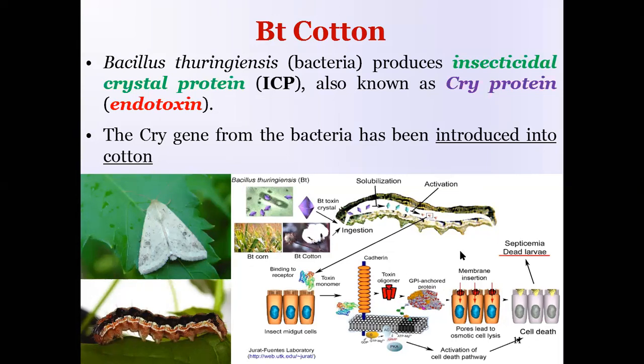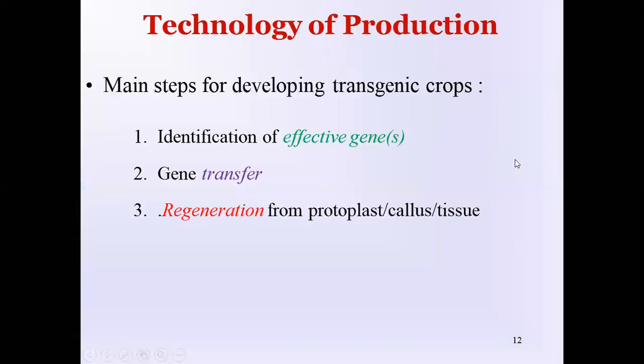So the first example was from papaya, and this was from cotton. After that, the technology of production: how to produce these transgenic plants. The main steps for developing transgenic plants. There are several steps, and the first one is identification of an effective gene.